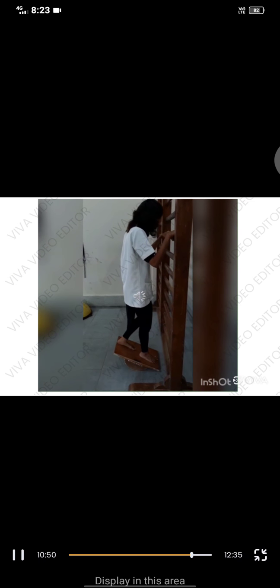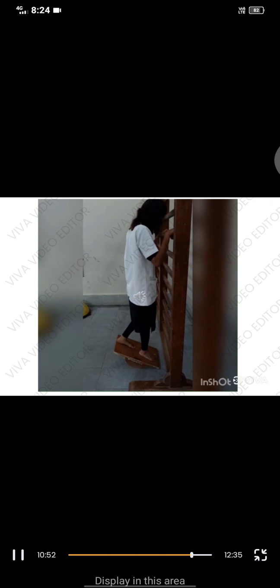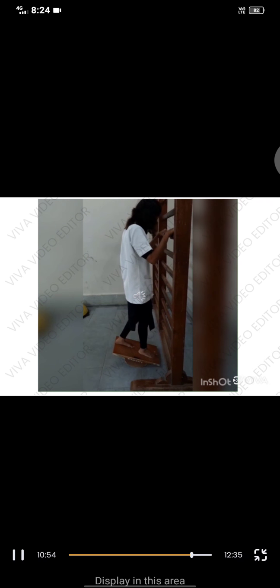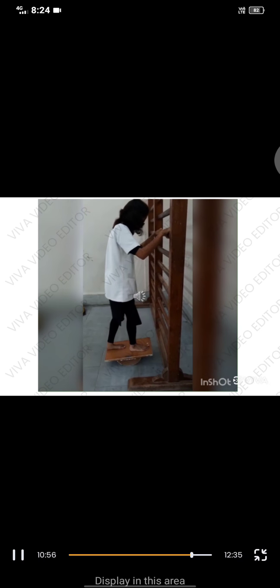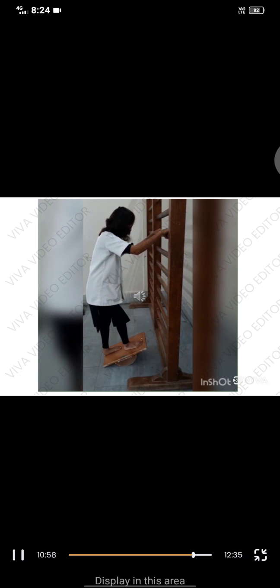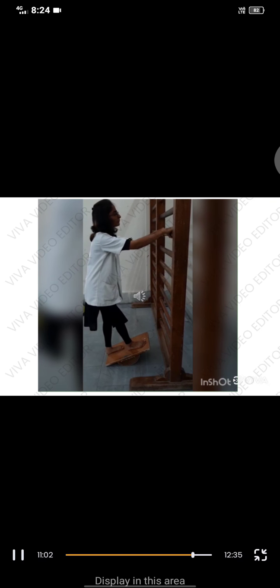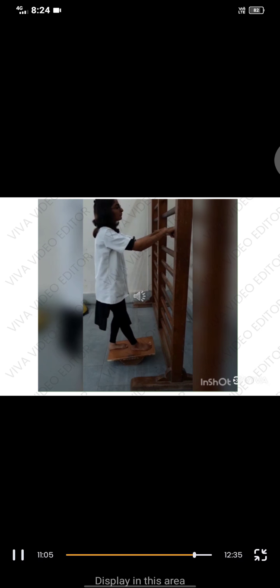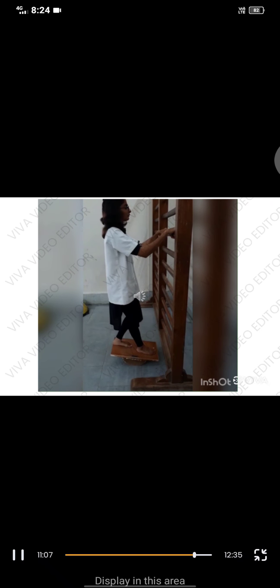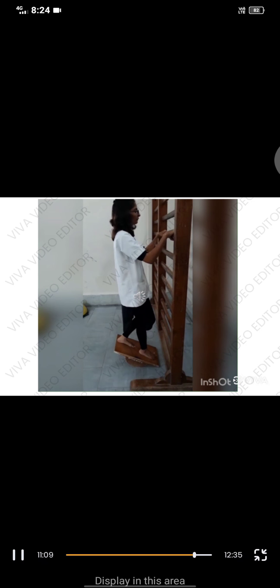Progression on a wobble board. In this pattern, the subject is asked to stand on a wobble board while taking the support of a wooden frame with both the hands in front of the subject. The subject tries to move the wobble board in a forward and backward direction while maintaining a balance.